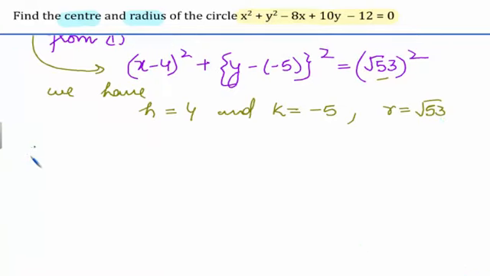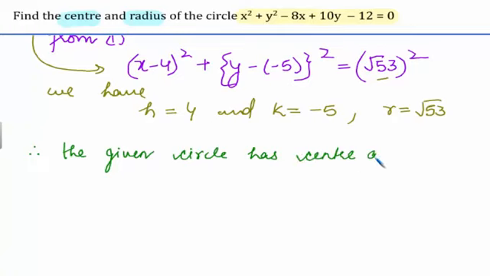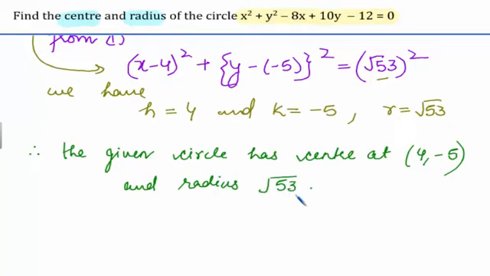Therefore, the given circle has center at (4, minus 5) and the radius is square root of 53. This completes the solution.